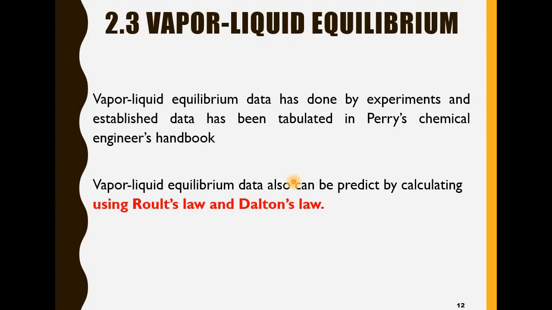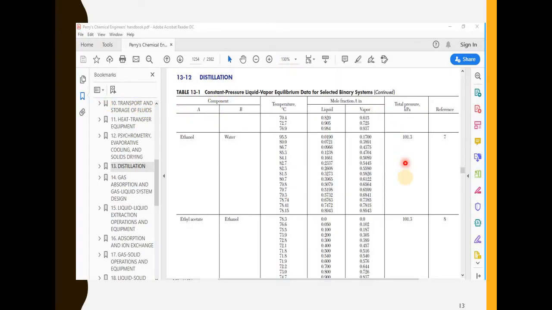Okay, so this vapor liquid equilibrium data has been studied by many engineers and scientists, and it has been tabulated in Perry's Chemical Handbook. For example, if we have a methanol and water mixture and we want to distill the mixture, we already have the vapor liquid equilibrium data. So this is the data that I mentioned before.